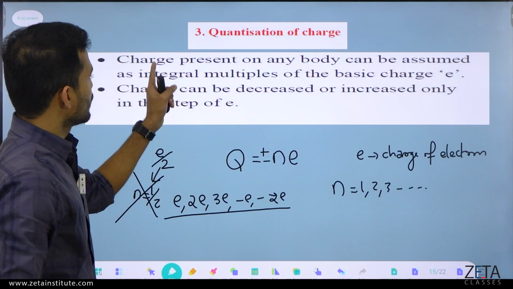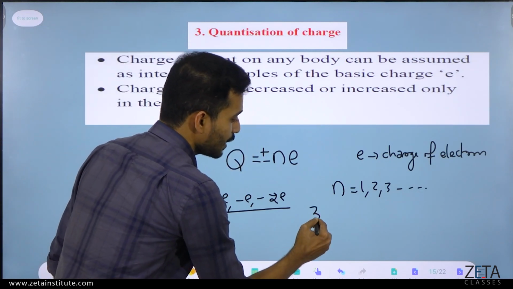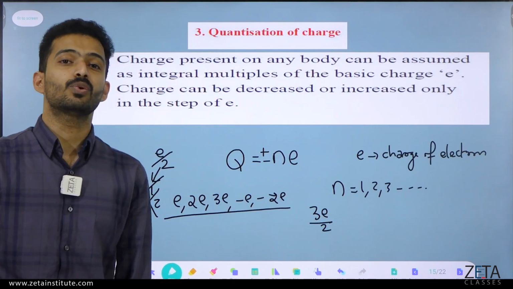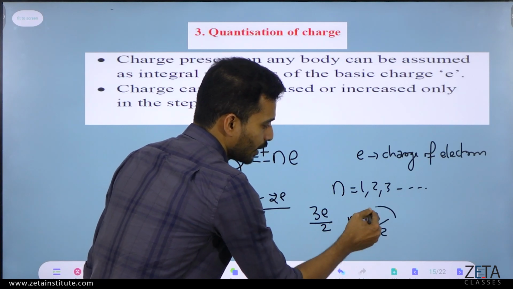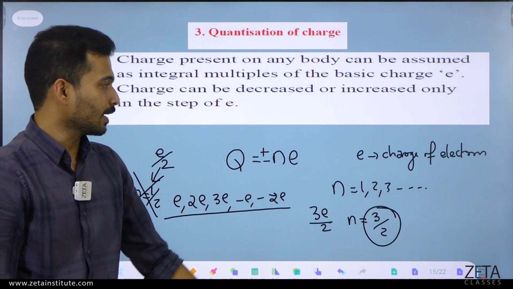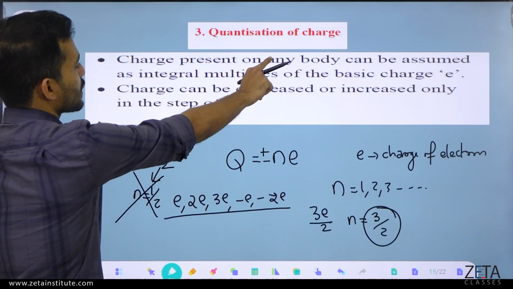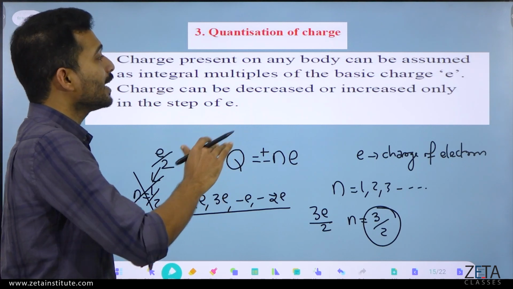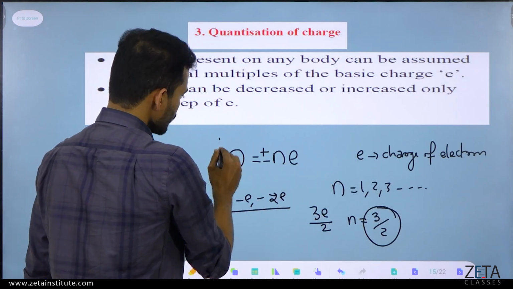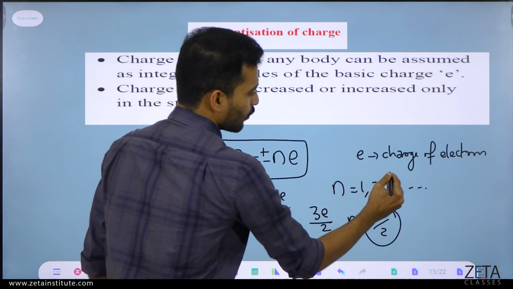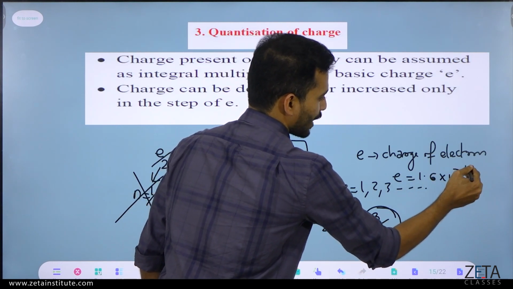That means the charge of a body always exists as integral multiples of e. A charge of 3e by 2 does not exist. Why? Because the value of n here is 3 by 2, which is not an integral multiple. Integral multiple means it must be 1, 2, 3, etc. So the charge present on a body can be assumed as integral multiples of the basic charge e. What is the value of e? The value of e is 1.6 into 10 raised to minus 19 coulomb.